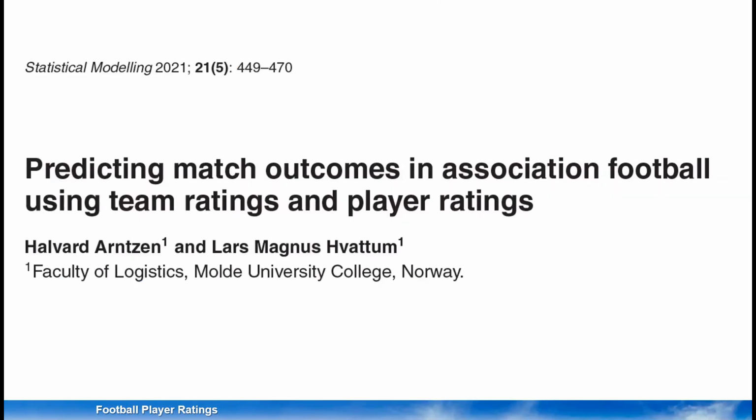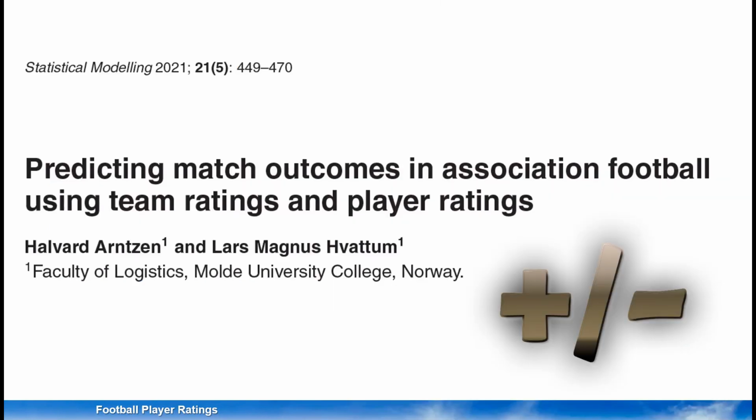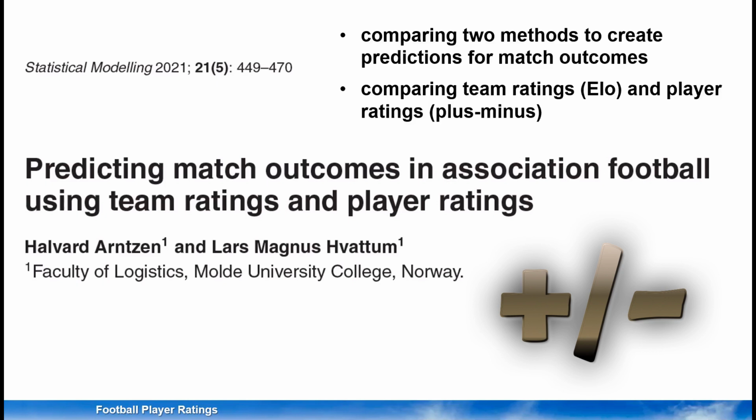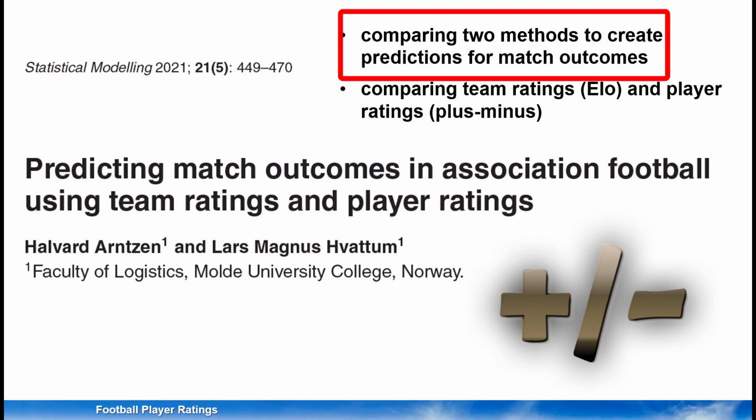In this paper by Arntzen and myself, we also used the plus-minus ratings from the previous paper, but with a different goal in mind. There are essentially two research questions covered in the paper. One is, among two different methods to predict match outcomes in football, which method is better? Here we talk about one method that has been used frequently in the literature, known as ordered logit regression, and a new method that is based on survival analysis and competing risks.